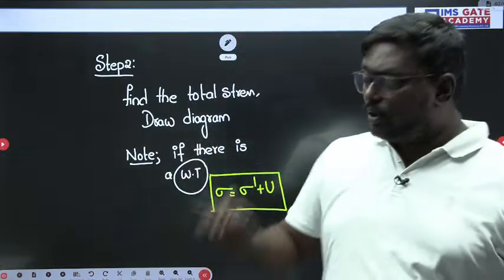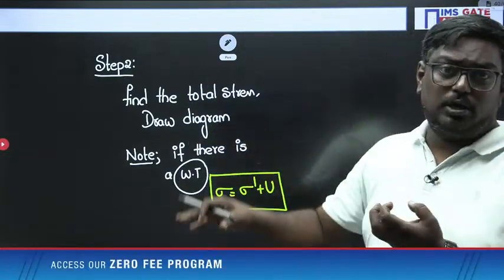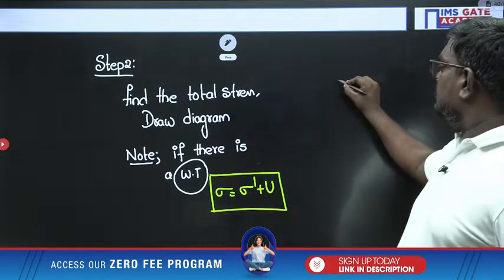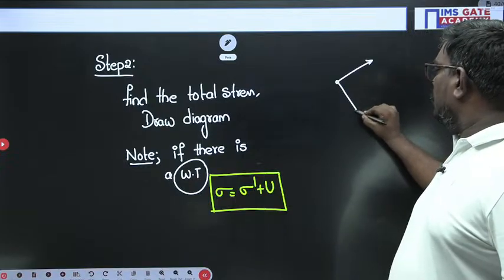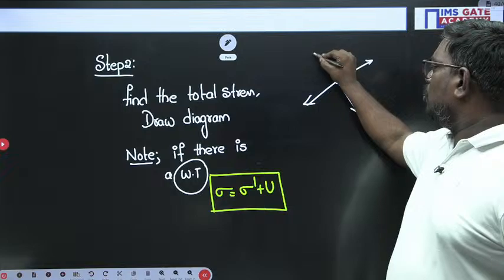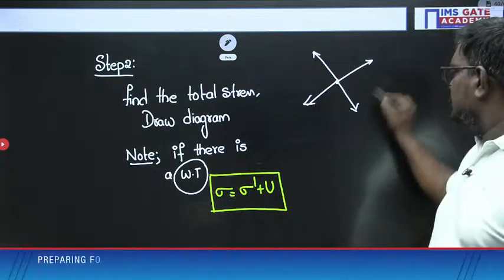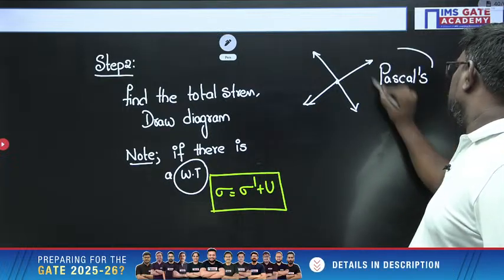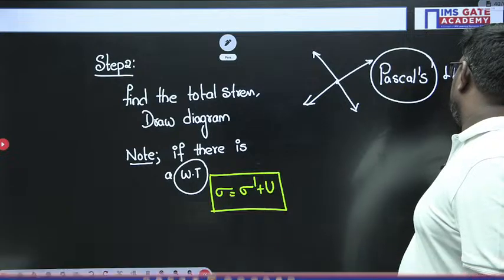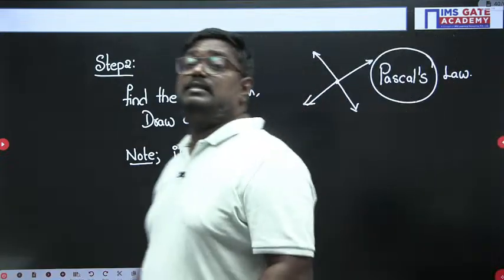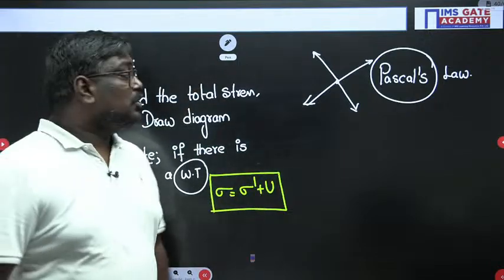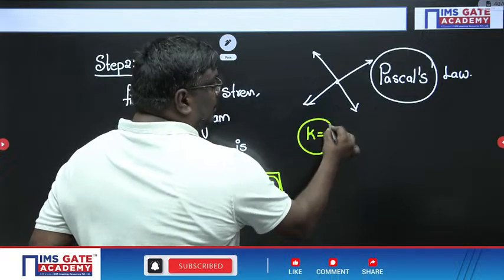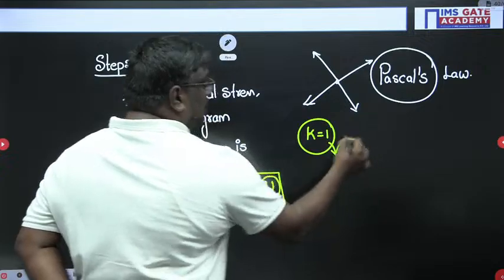I told you we are resolving the vertical component to the horizontal component by multiplying with a coefficient, right? But according to Pascal's law, pore water pressure is the same in all directions. When pore water pressure is the same in all directions, you need not multiply U with K. So K will be equal to 1 in case of pore water pressure. Are you getting it, my dear students?